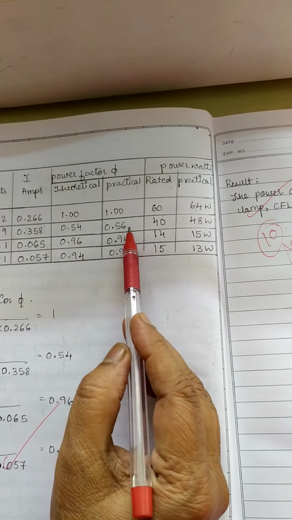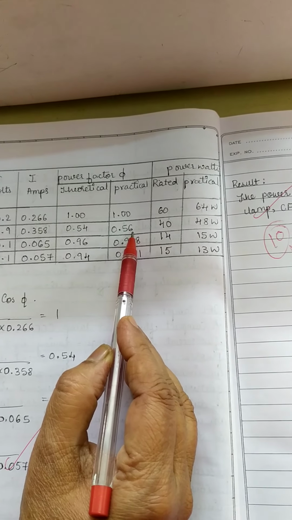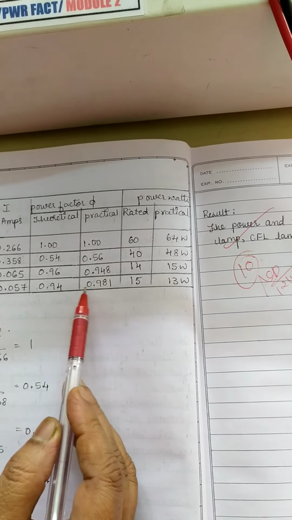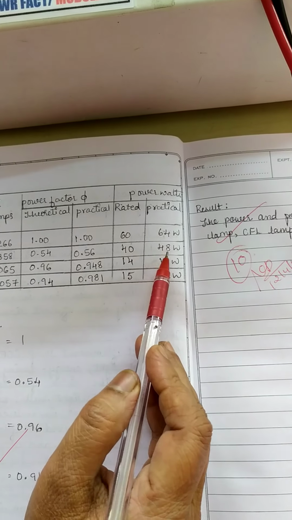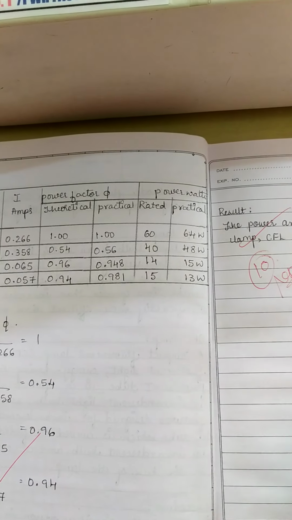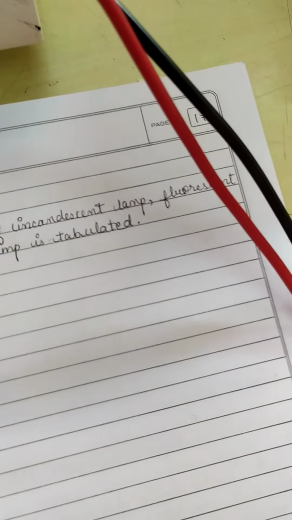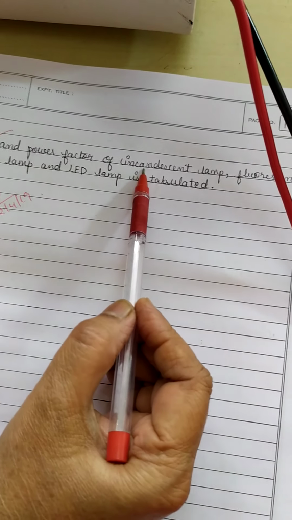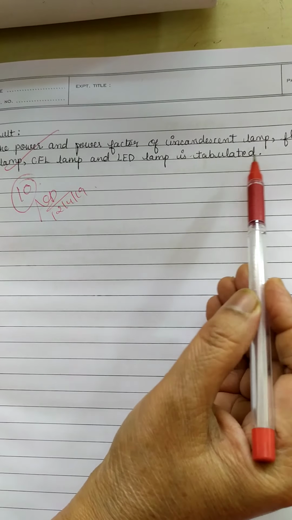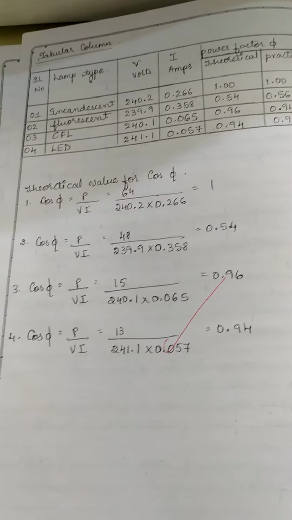We have calculated the power factor, that is the theoretical value is 0.54 and 0.56 is the practical value. For this it is 0.96 and 0.948. For this it is 0.94 and 0.981. And the power consumed are tabulated here. Okay. So this is the end of the experiment. After doing the experiment, you just write the result like this. That is the power and power factor of the incandescent lamp, fluorescent lamp, CFL lamp and LED lamp are tabulated as shown. Okay. So this is the end of this experiment by all. Thank you all.